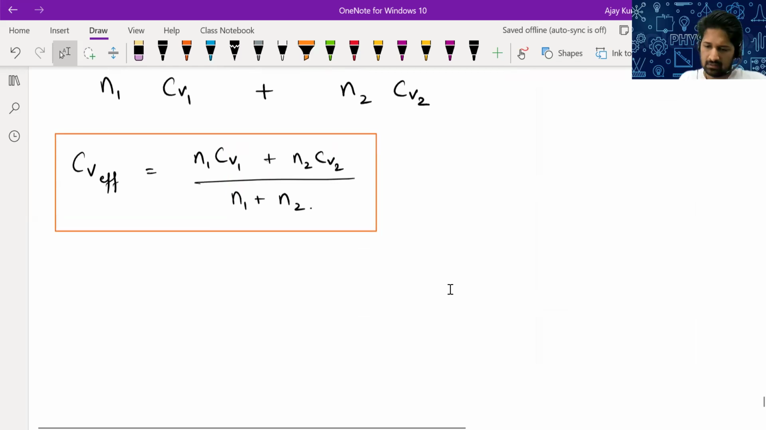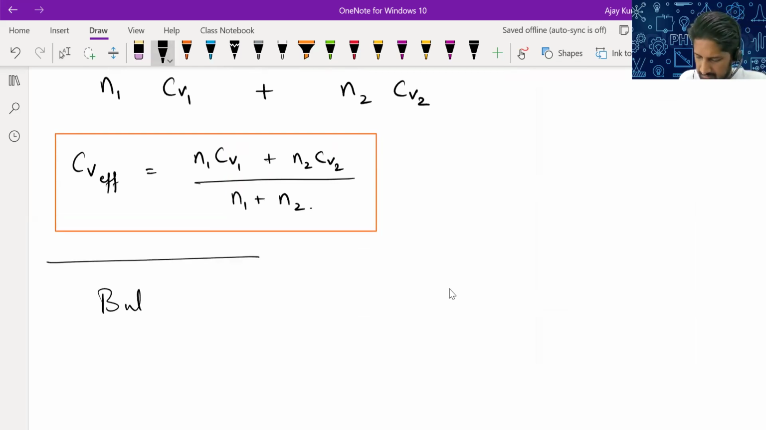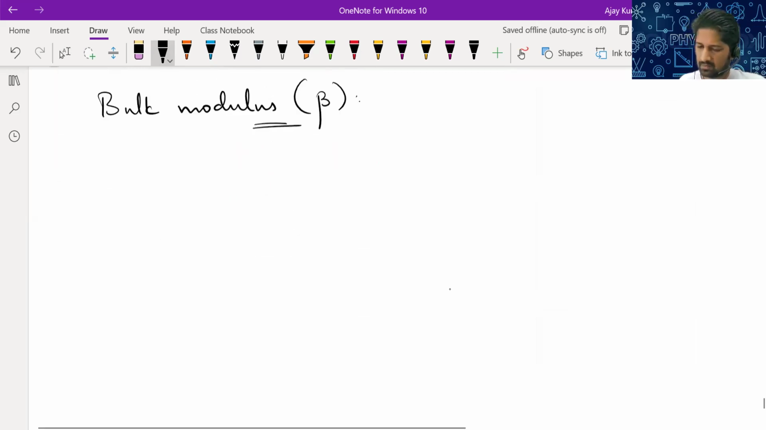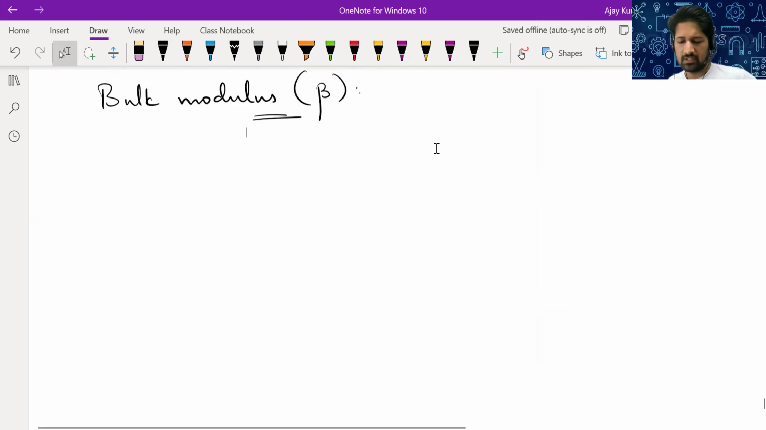Fine. The next thing we talk about is bulk modulus of that process. Yusuf, can you tell me the general formula for bulk modulus? Like by definition, what is the basic formula for bulk modulus?